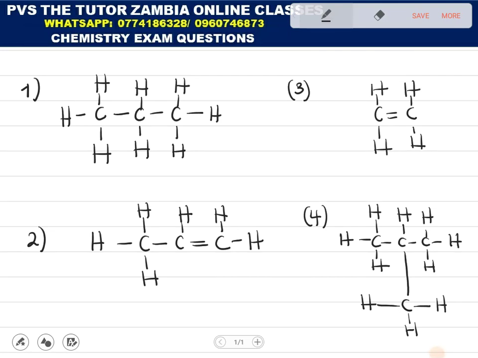Ladies and gentlemen, let us identify these organic compounds. All right, how do we identify an organic compound? First of all, you need to know to which homologous series it belongs. Once you are able to identify the homologous series, then you can know the kind of organic compound it is.